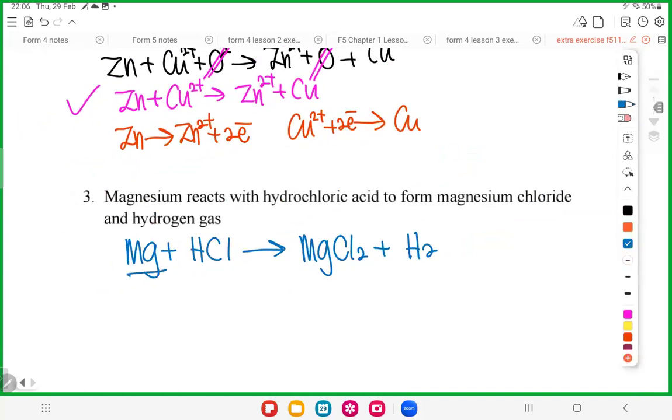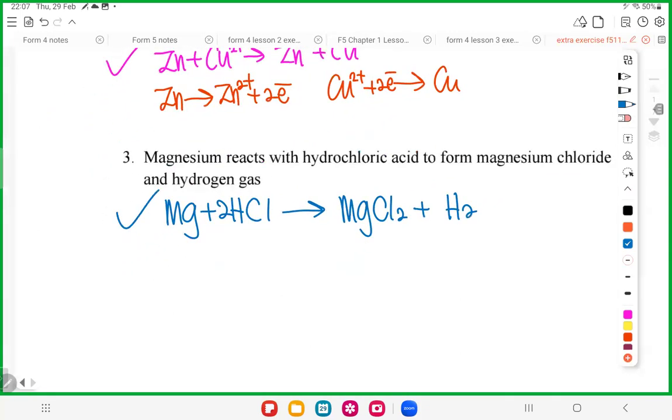One magnesium on the left, one magnesium on the right. One hydrogen here, two hydrogen here. Put two lah. Two chlorine, two chlorine. So the equation now is balanced. Okay, now when we have a balanced equation, settle.